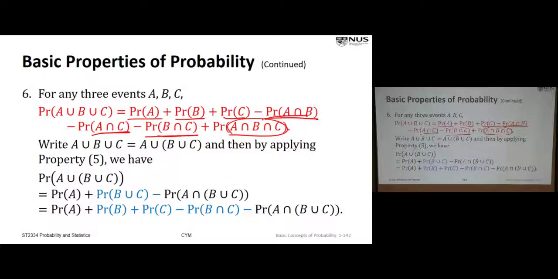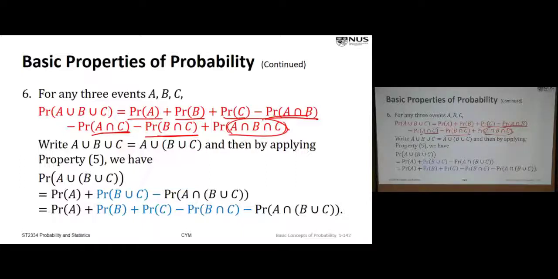there are two parts. One is how to generalize this. So basically you start with adding the individual probability, subtracting the probability of intersection of any 2 of them, and then add back the probability of intersection of 3 of them. Now, if you have a union of 4 events, then you have to continue to add back the 4th one, the intersection of 4 events.